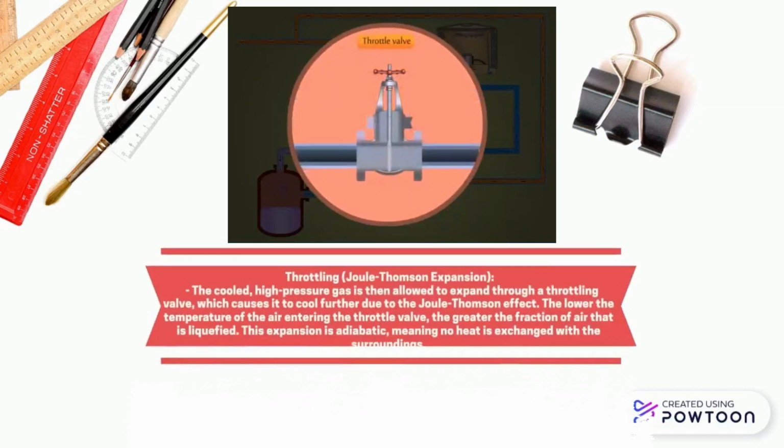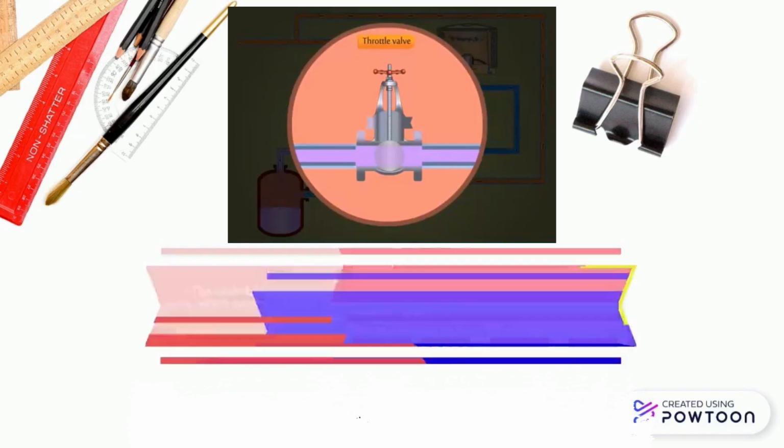Moreover, throttling, or Joule-Thomson expansion. The cooled high-pressure gas is then allowed to expand through a throttling valve, which causes it to cool further due to the Joule-Thomson effect. The lower the temperature of the air entering the throttle valve, the greater the fraction of air that is liquefied. Expansion is adiabatic, meaning no heat is exchanged with the surroundings.